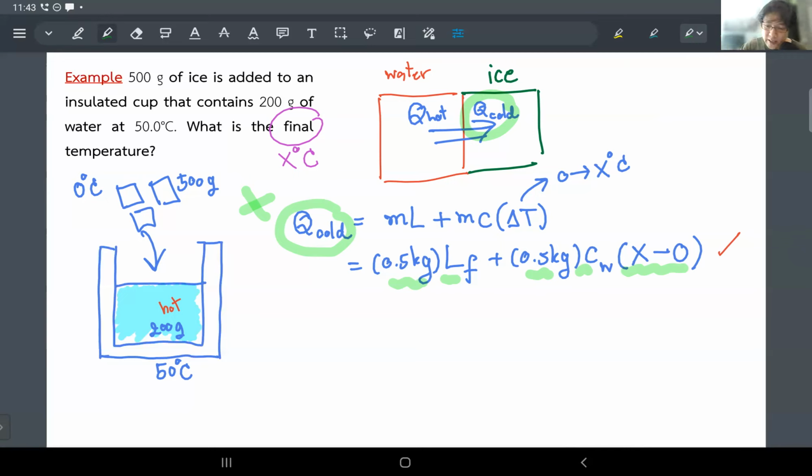To make this ice melt and raise the temperature up to X, there must be a heat flow in. Now, let's turn our attention to the other side. Let's look at Q hot.